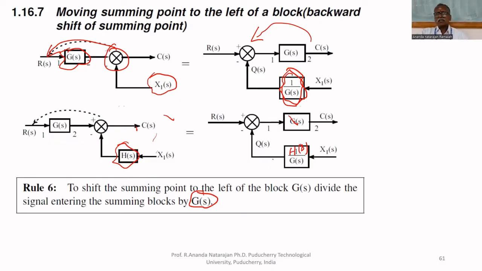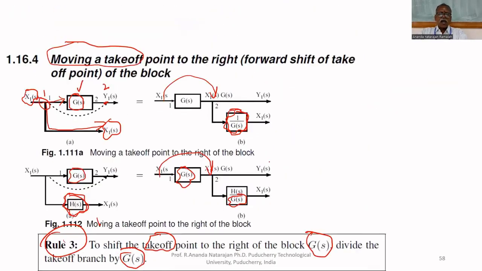No need to memorize the rules. By looking at it, we can find. From my explanation, you can understand the 6 rules easily. What is the first rule? If 2 blocks are cascaded, just multiply. If the 2 blocks are in parallel, just add or subtract, depending upon the sign. Third rule, shift the summing block ahead of the block, a forward shift.